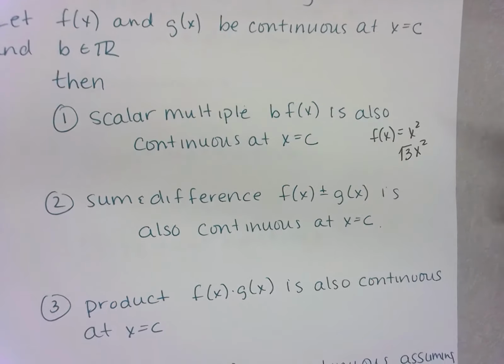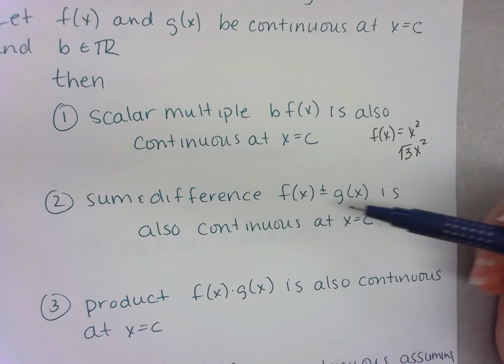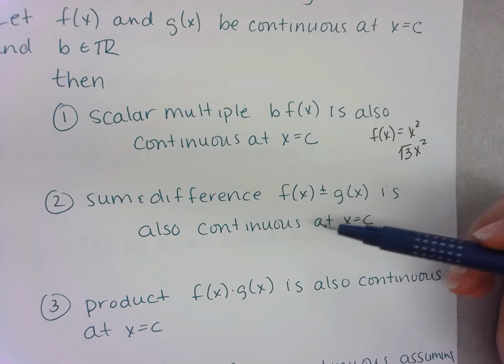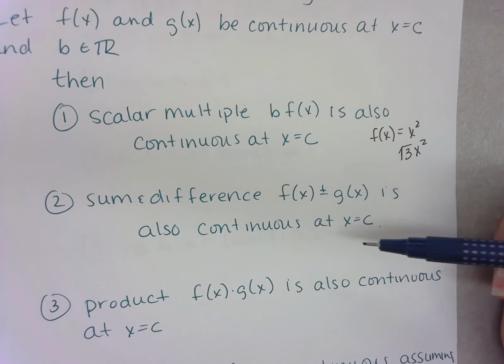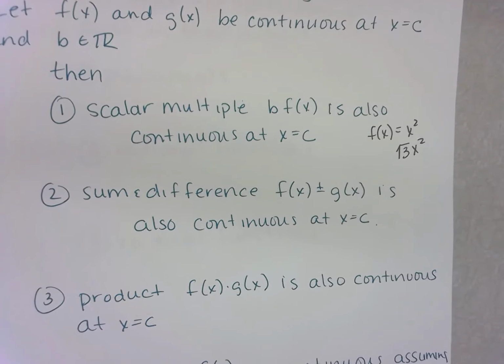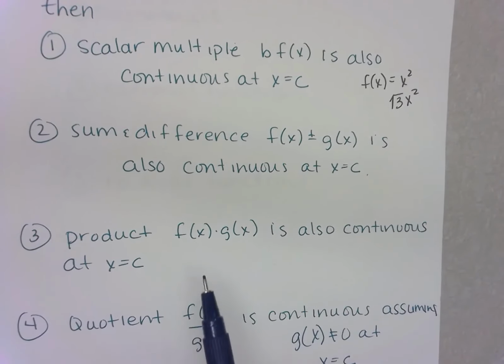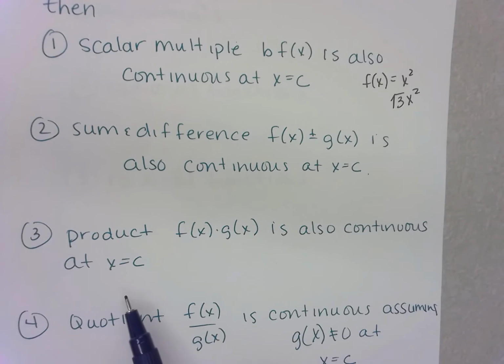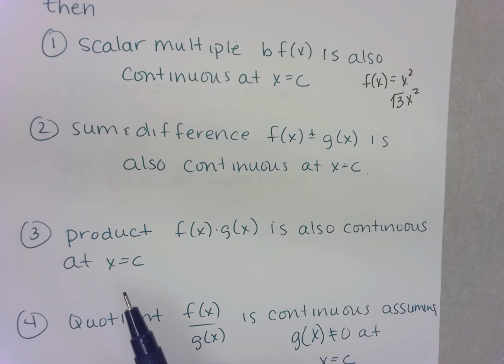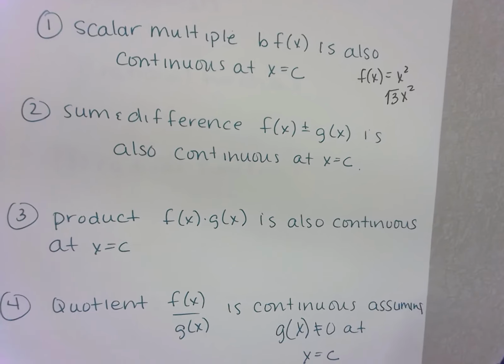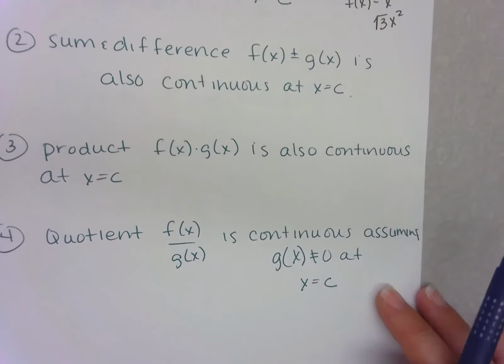Okay. And then also sums and differences. If f and g are both continuous at a specific point, then if I add f and g together, or subtract g from f or vice versa, it holds on to its continuity. And also if I multiply two functions together, again assuming that f and g are both continuous at x equals c, then the resulting function will also be continuous at x equals c. And of course, the same thing for the quotient.